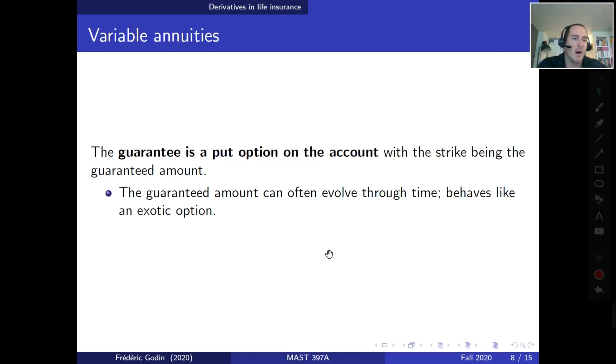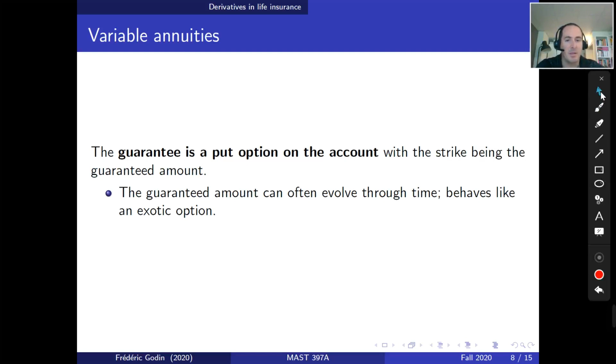Okay, so how does the guarantee amount fluctuate through time? There are many ways that this is done in practice. One of them is the ratchet provision I briefly mentioned, but there are other ways to do that. I don't necessarily want to go again in depth about that. Please do a more advanced life insurance class if you want to learn about these.